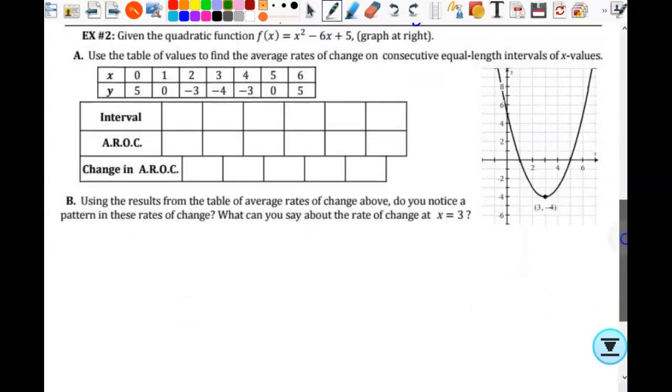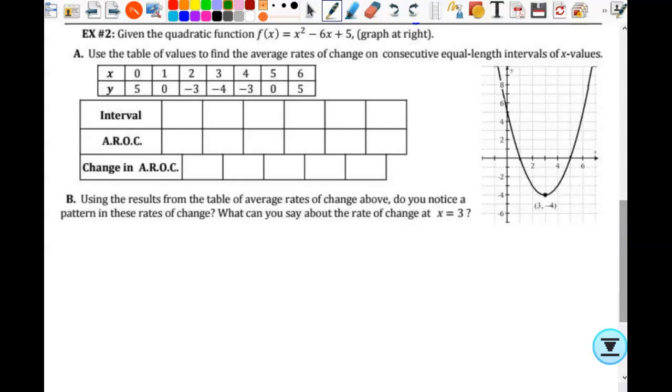So I'm given this quadratic function. I am also given a table of values, so I don't have to actually calculate them. They're calculated for me. And the graph is drawn and everything. But we're going to use the table of values to find the average rates of change on consecutive equal length intervals of x values. What does consecutive mean?